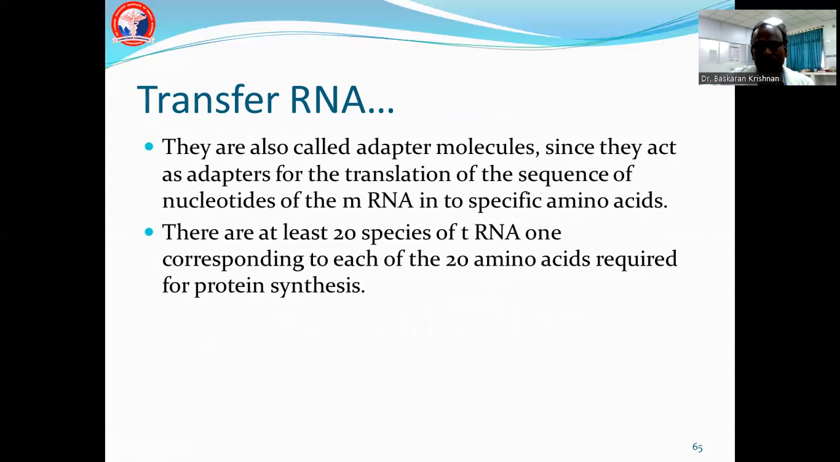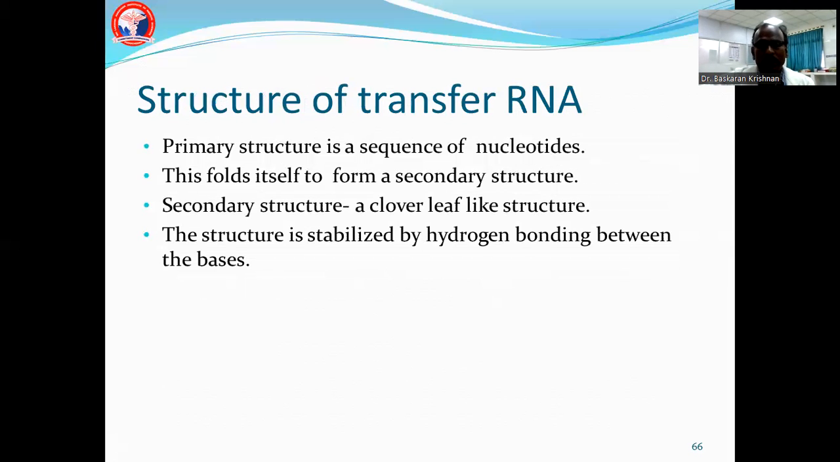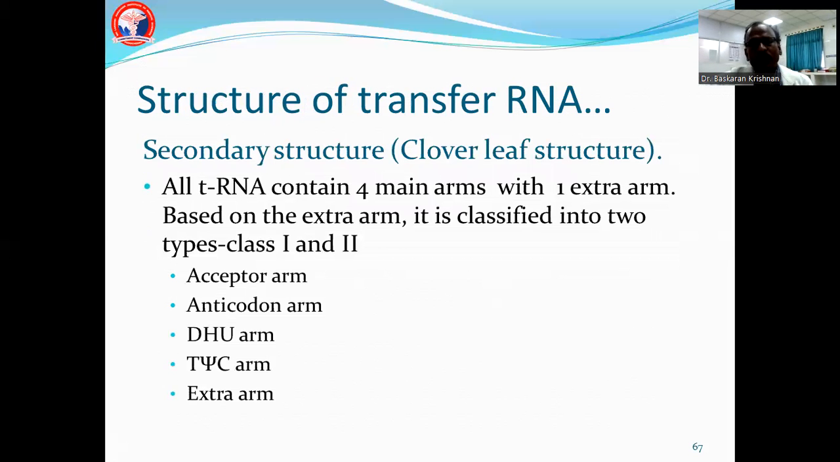There are at least 20 species of tRNA, one corresponding to each of the 20 amino acids for protein synthesis. The primary structure of tRNA is a sequence of nucleotides, but it folds itself to form a secondary structure. The secondary structure is a clover leaf-like structure, stabilized by hydrogen bonding between the bases.